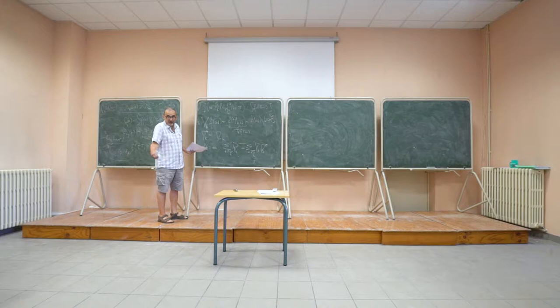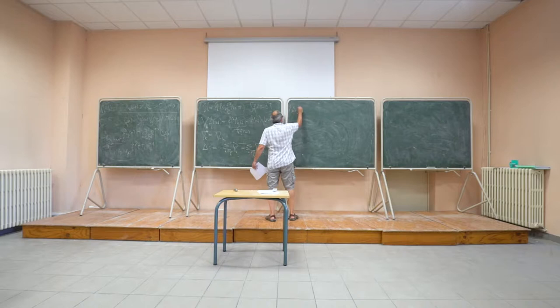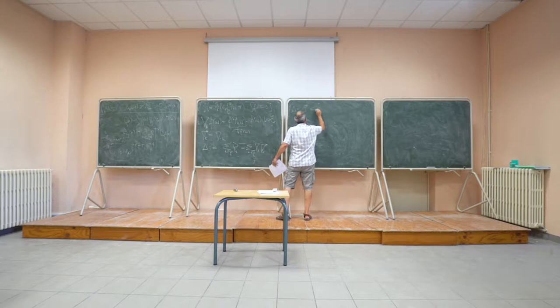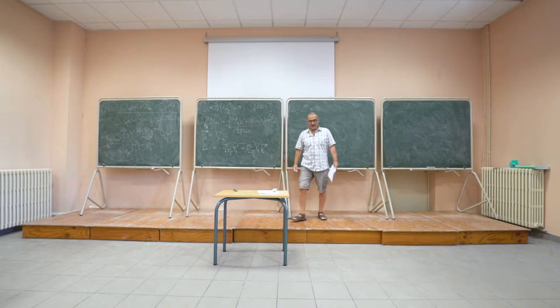From here it follows that the Laplacian is self-adjoint and negative semi-definite. Actually, it will be strictly negative, let me write it like that. Why? Because it's an operator times its adjoint, it must be positive definite, and I have a minus sign there.